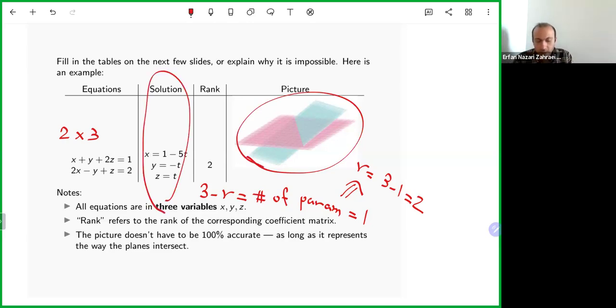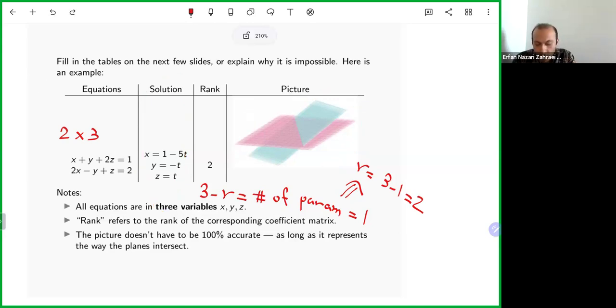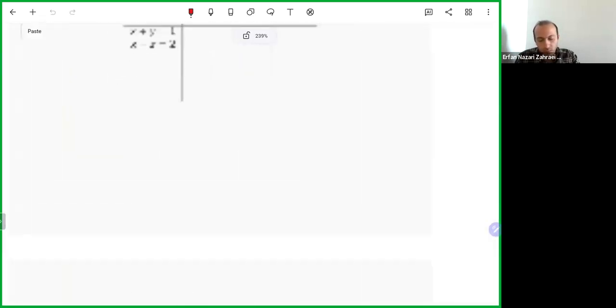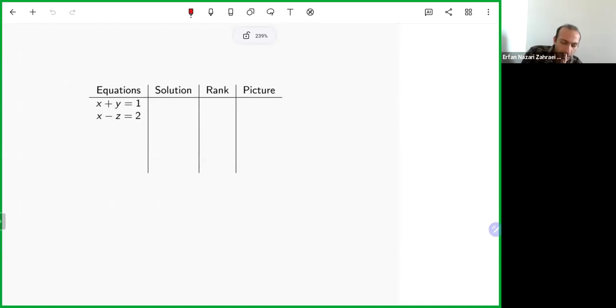It's a line having one parameter. So the planes intersect at a line. They have one common line of intersection. That was just a sample solution. Now let's do them for this.